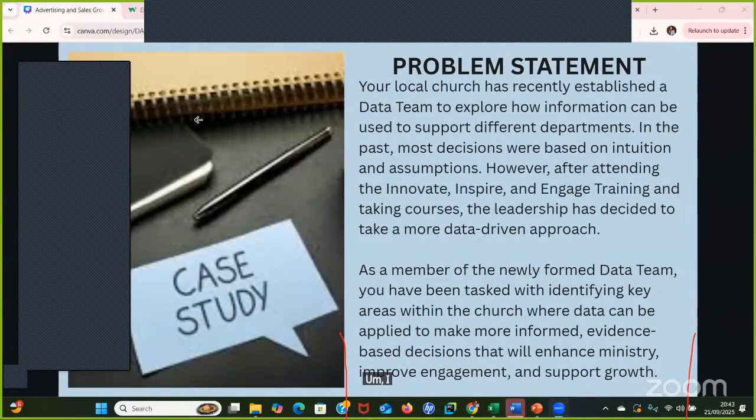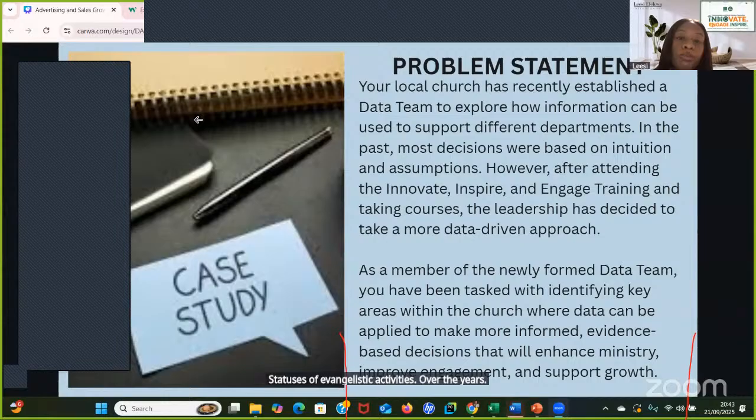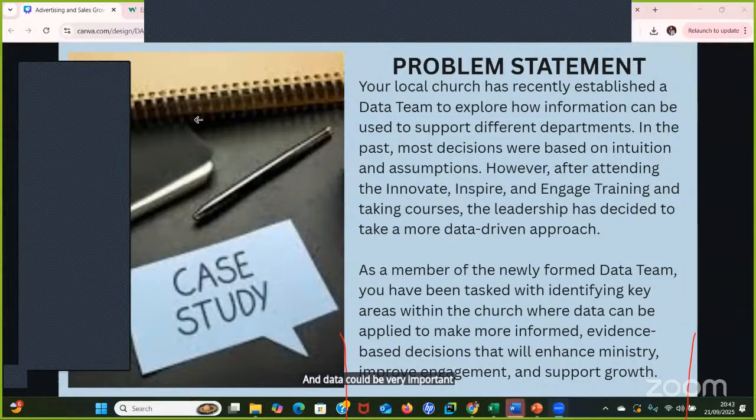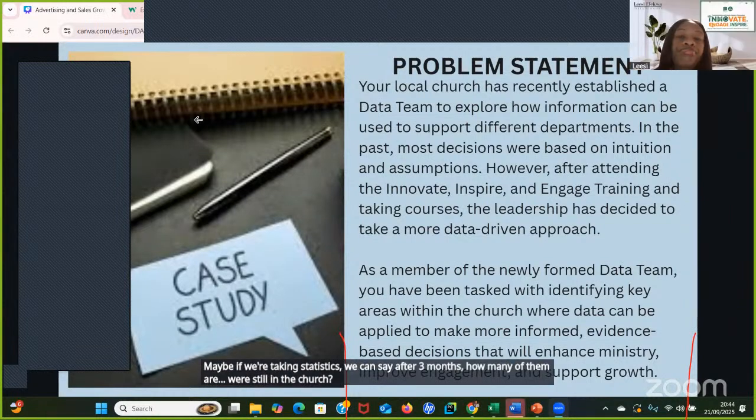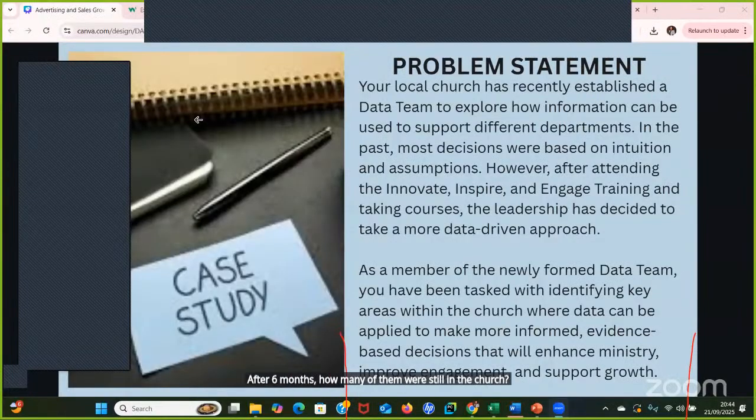I doubt if many churches take statistics of evangelistic activities over the years. And data could be very important. If, for instance, we do that, and over 10 years, you can say, okay, in 2000 and this, we conducted evangelism. How many souls did we win? Maybe if we're taking statistics, we can say after 3 months, how many of them were still in the church? After 6 months, how many of them were still in the church? After 1 year, how many of them were still in the church? You go to the next year.